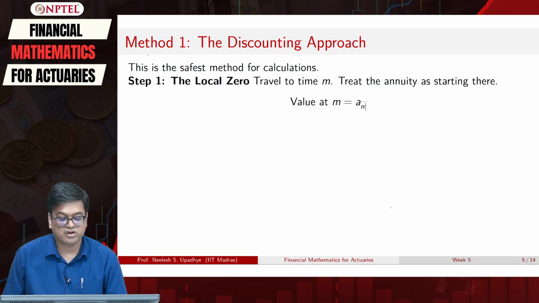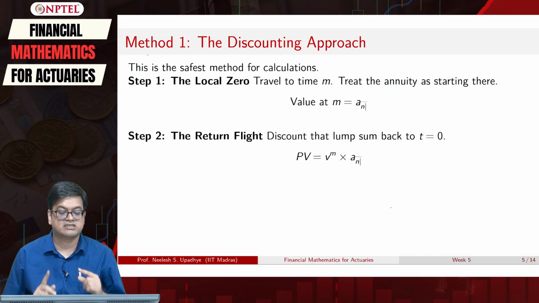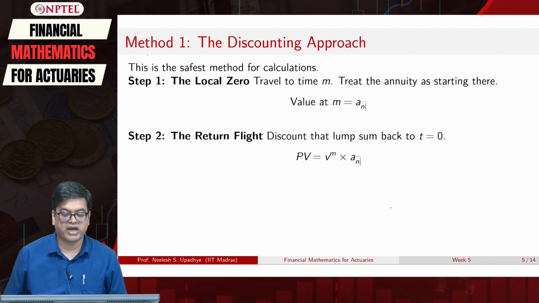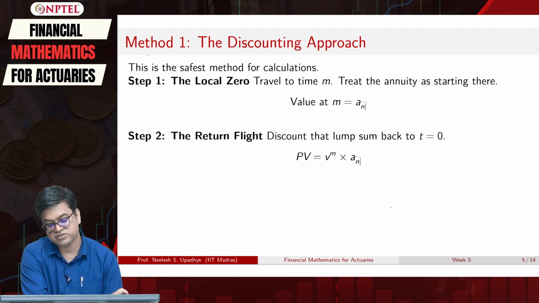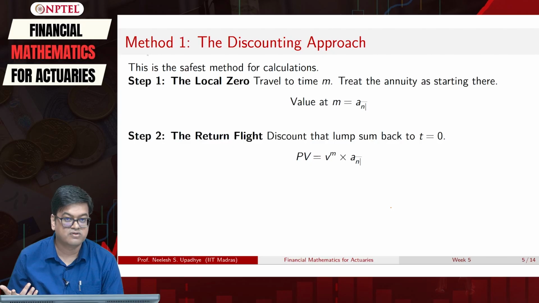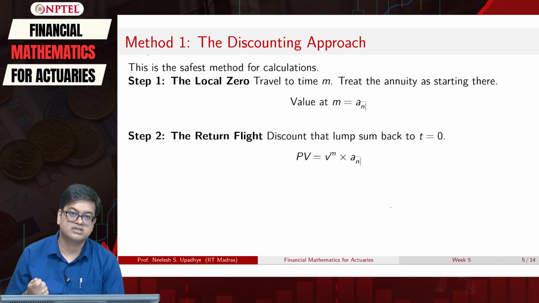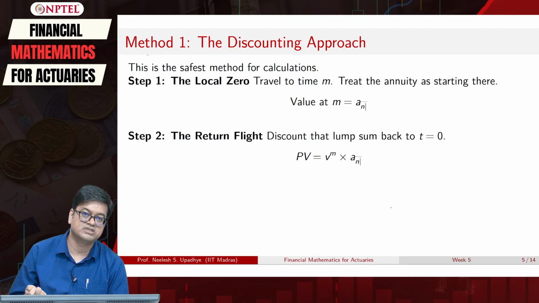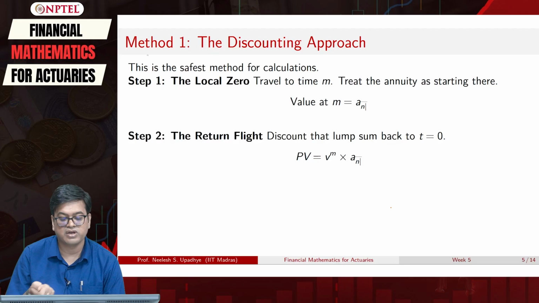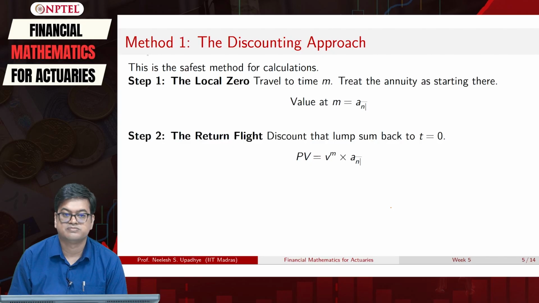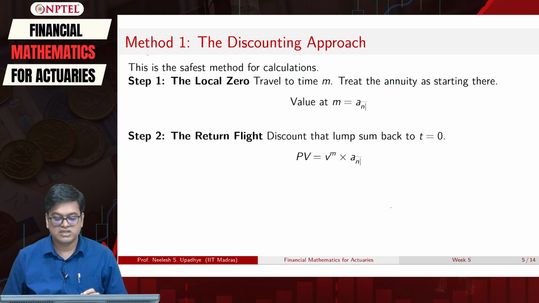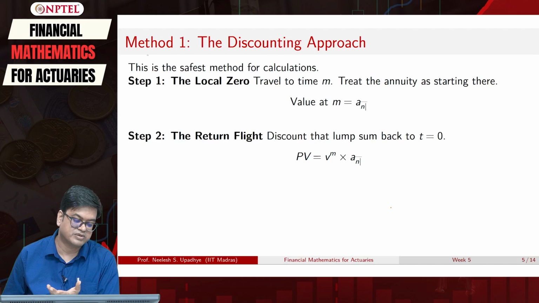So to compensate for that, I will take step 2, which is returning this value to time point 0, and we already know how to do that because I have moved m time steps forward. So the discounting factor will play a role, which is v raised to m into a angle n. That will give me the present value. So nothing changes, right. The only thing is I have multiplied the regular annuity immediate by v raised to m.